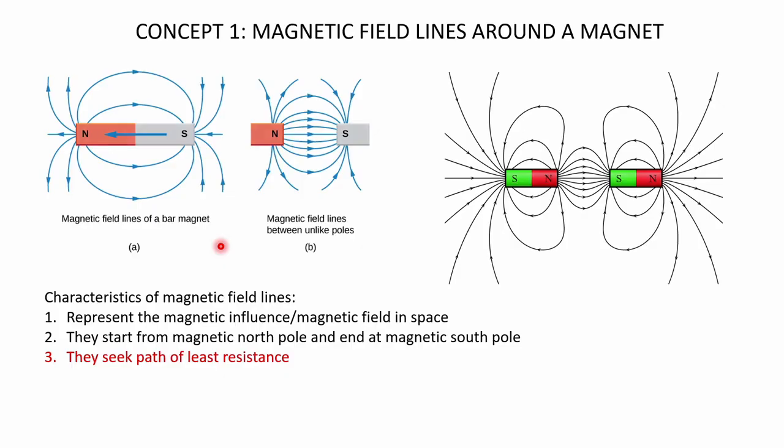The first one is magnetic field lines around the magnet. Now, what really are magnetic fields? Magnetic field lines are imaginary lines around the magnet that represent the magnetic field. As you can see, it originates from North Pole, goes to South Pole. These are two different magnets. Originates from North Pole, goes to South Pole. One important feature of magnetic field lines is that they seek path of least resistance. Why it's important, we'll find out.